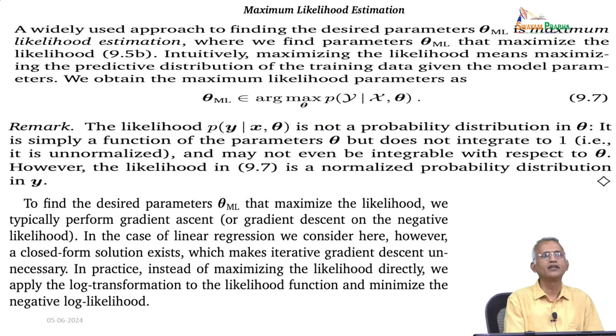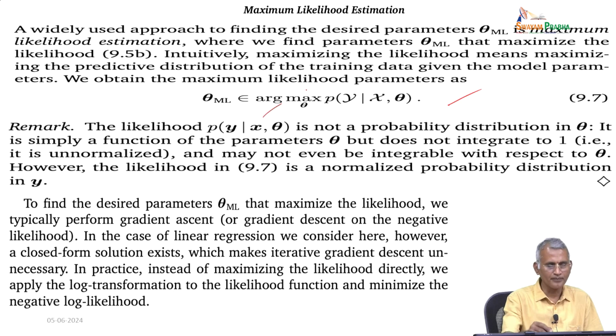Now, maximum likelihood estimation. A widely used approach to finding the desired parameter θ_ML is maximum likelihood estimation, where we find the parameter θ_ML that maximizes the likelihood. Intuitively, maximizing the likelihood means maximizing the predictive distribution of the training data given the model parameters. So we obtain the maximum likelihood parameter as θ_ML ∈ argmax p(y | X, θ).